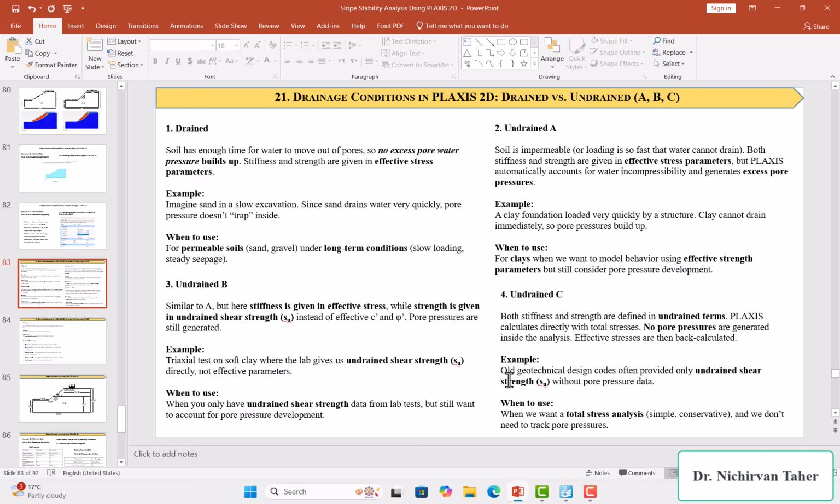And geotechnical design codes often provide only undrained shear strength without pore pressure data. And when to use it: when we want to perform a total stress analysis and we don't need to take pore pressure into account. Actually this method is simple and more conservative than the other methods.